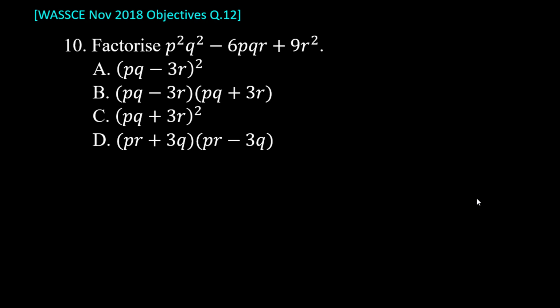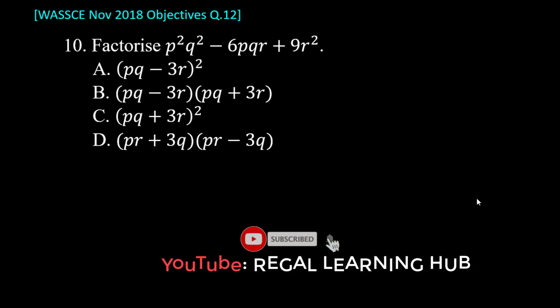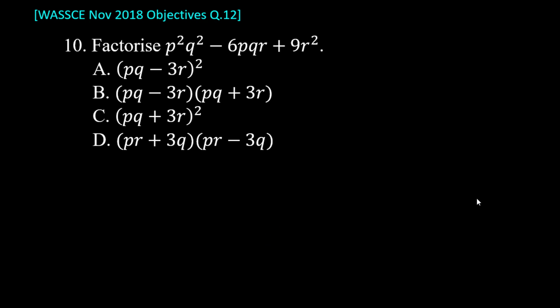Number 10. Factorize p squared q squared minus 6pqr plus 9r squared. And this is WASSCE private exam past question 2018 objective question 12.